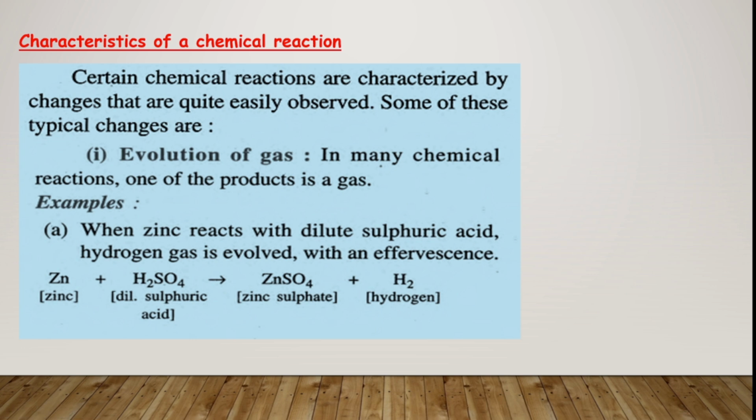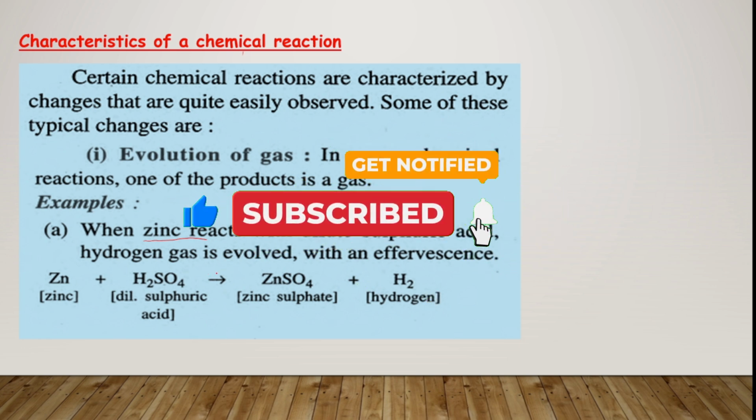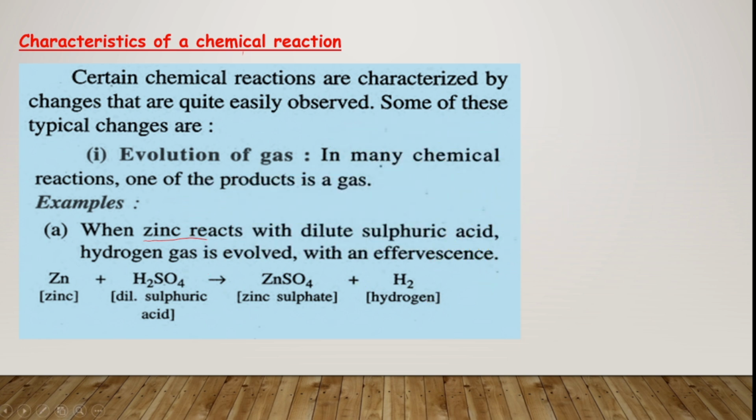First main thing that we can observe in a chemical reaction, in some cases, is evolution of gas. When certain chemicals or elements react together, they release oxygen, carbon dioxide or hydrogen. That is, gases are evolved or released. For example, when zinc reacts with dilute sulfuric acid, hydrogen gas is evolved or released.